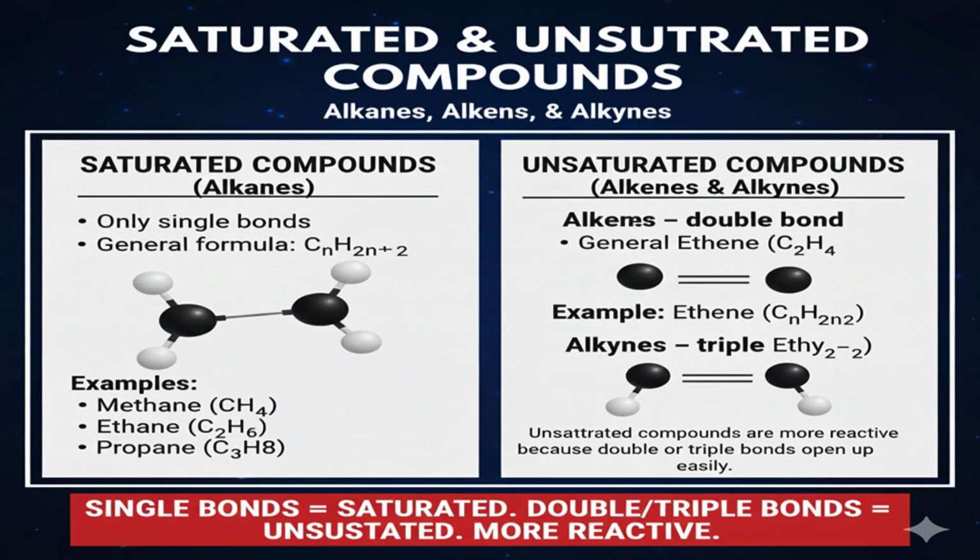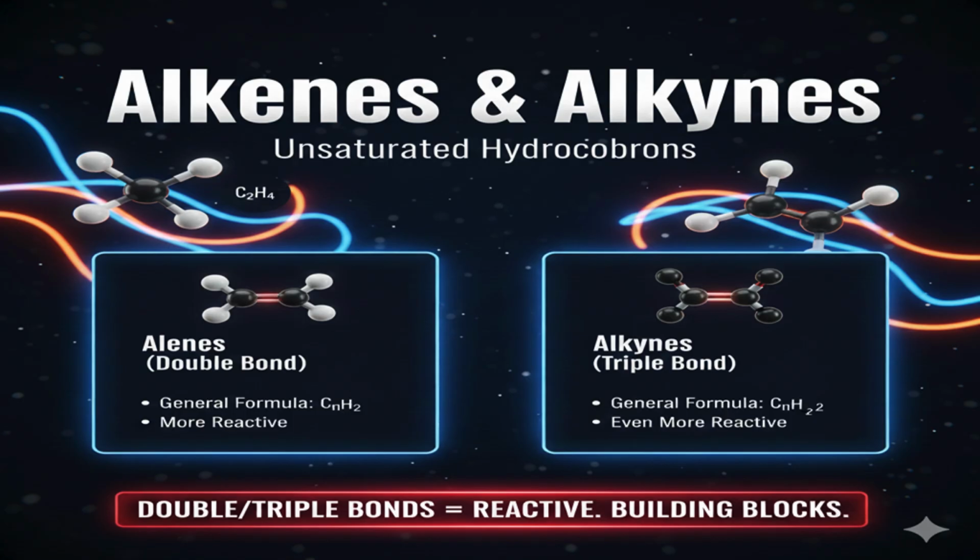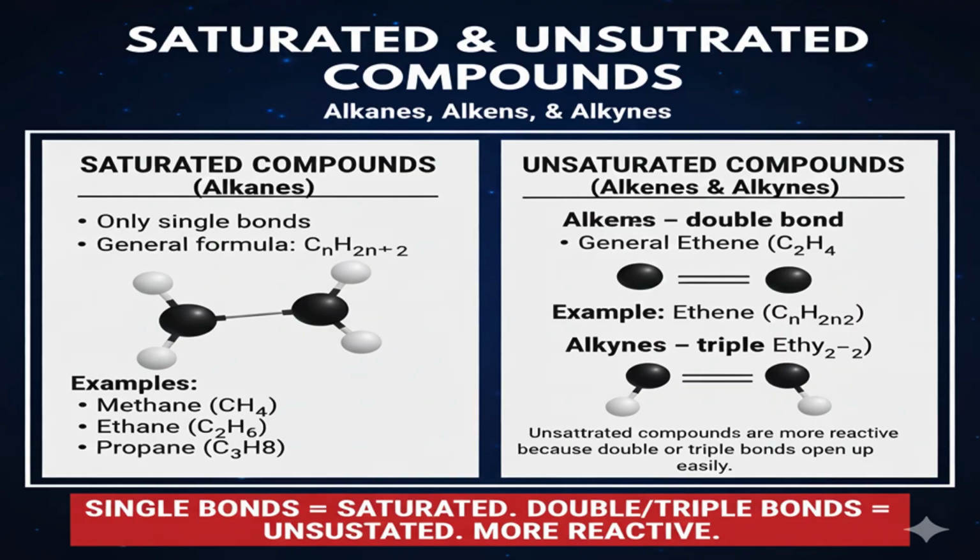Unsaturated compounds. Alkenes and alkynes. Alkenes have a double bond. General formula CnH2n. Example: ethene, C2H4. Alkynes have a triple bond. General formula CnH2n-2. Example: ethyne, C2H2. Unsaturated compounds are more reactive because double or triple bonds open up easily.